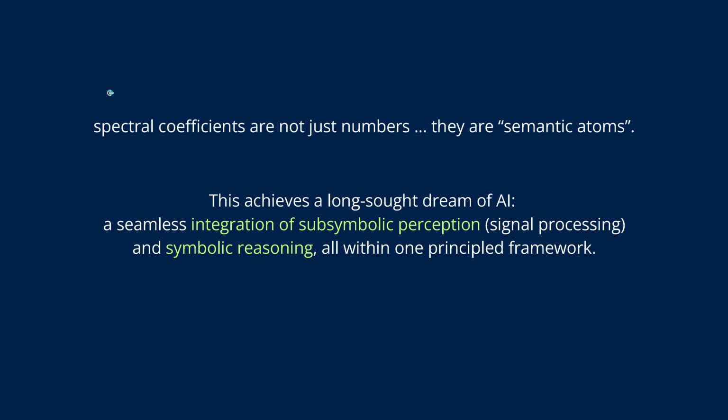Now there is another reason I want to show you this, because the beauty is that those spectral coefficients are not just numbers, but they are semantic building blocks. We can do reasoning and semantics with the spectral coefficients. And this is another dream that we have in AI: a seamless integration of subsymbolic perception and symbolic reasoning, all in one framework that fits together. The problem we have currently with our transformers and with all the symbolic structures is that it doesn't really fit together.